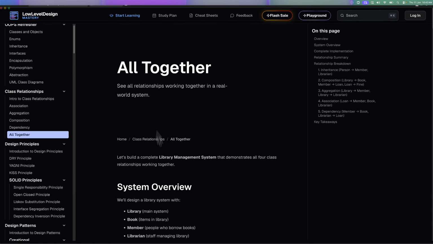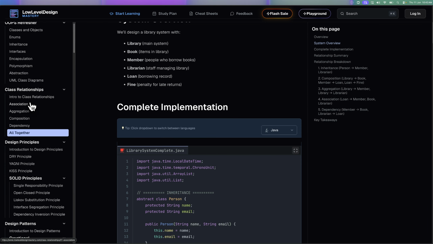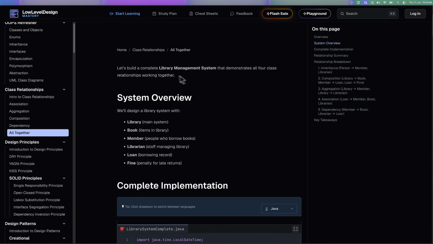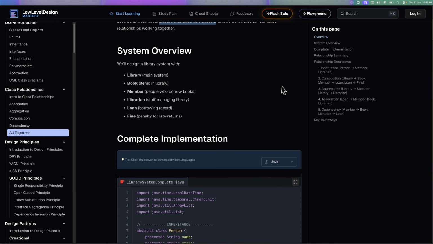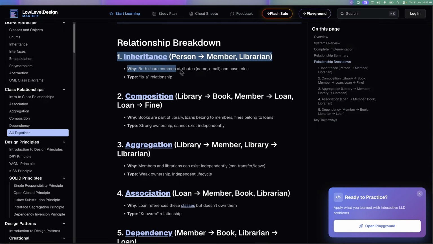As practice, what I want you to do is go ahead to this article. Using all the relationships that we have learned so far, association, aggregation, composition, dependency, we'll be building a very simple library management system. The goal of this example is to understand what the relationships are in it.